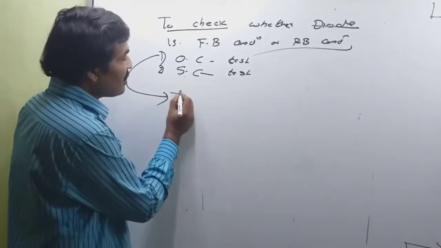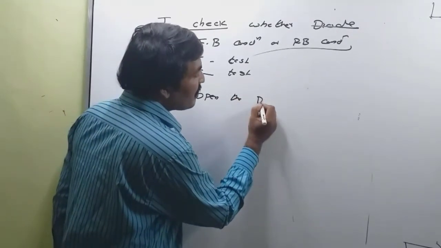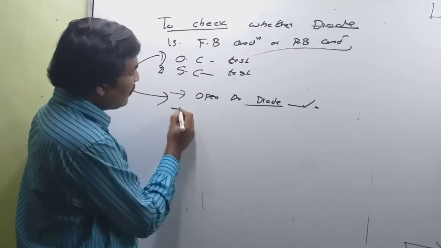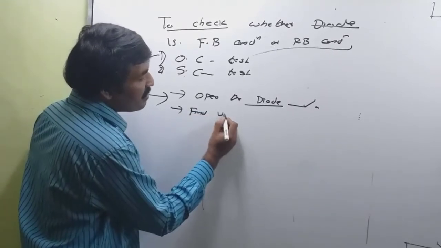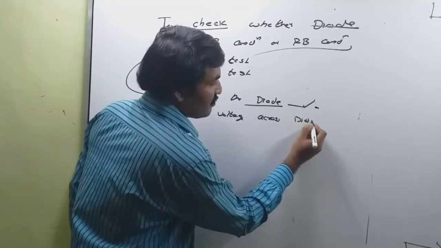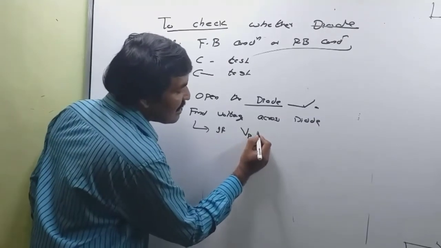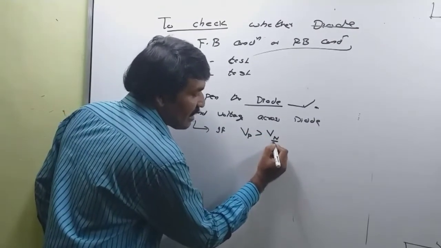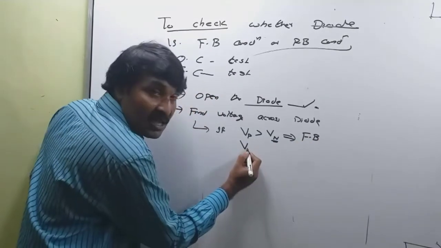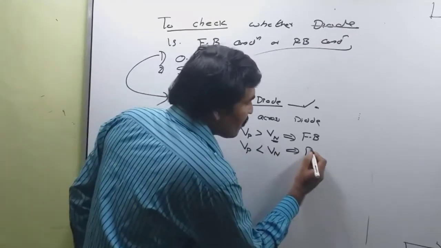In the open circuit condition, we open the diode element. Then find the voltage across the diode. If the voltage at the anode, that is Vp, is greater than the voltage at the cathode Vn, that implies the diode is forward biased. If Vp is less than Vn, that implies the diode is reverse biased.